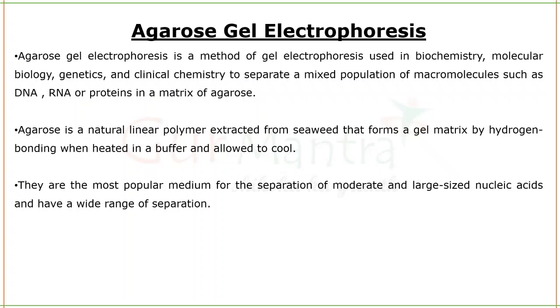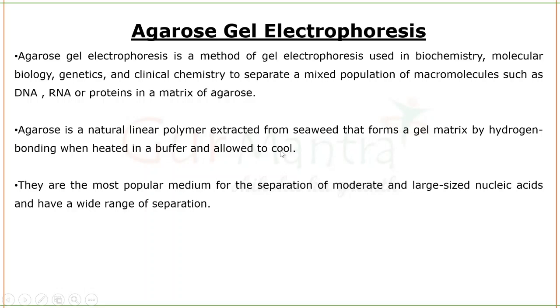So first, what is agarose gel electrophoresis? It is basically a method in which you can separate your DNA. For protein separation they use SDS-PAGE, but the most important concept in agarose gel electrophoresis is that you separate DNA. It is a method of gel electrophoresis used in biochemistry, molecular biology, genetics, and clinical chemistry, in order to separate DNA or RNA. So mostly it is used for nucleic acid separation.